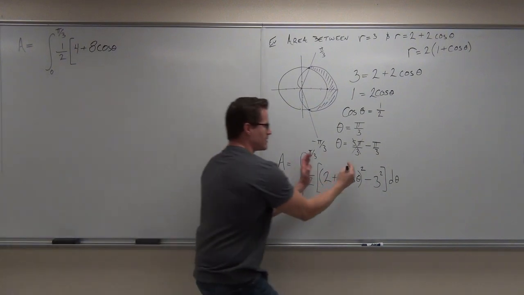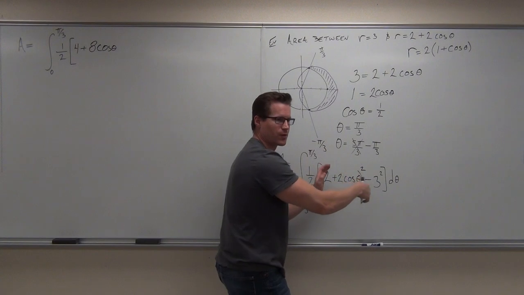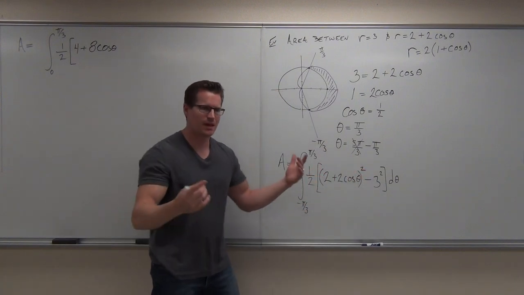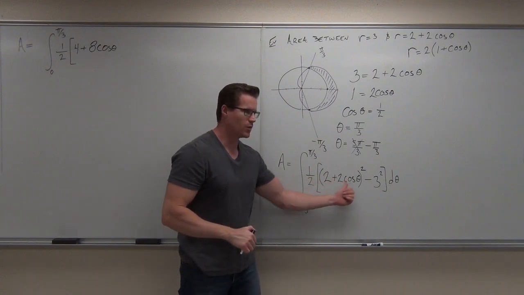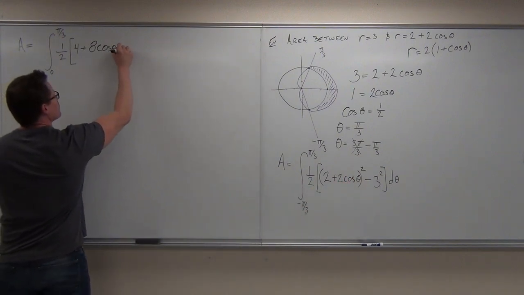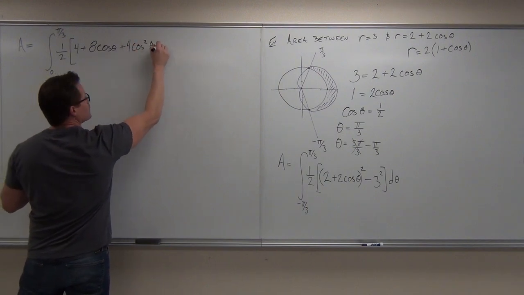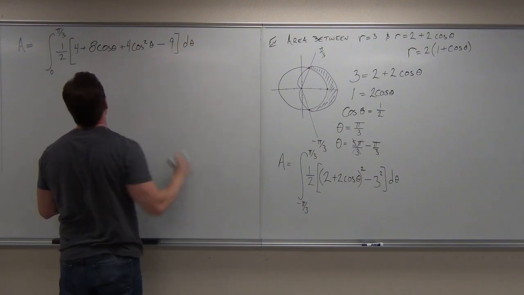If you distribute, it's this times itself. So we get 4, then we got 2 and, okay, we got 4 and 4. That's 8 cosine theta. Then we have our 4 cosine theta. If you don't know how to distribute these quickly, you just square this, multiply this, multiply by 2, and then square that. So you're going to have 4 cosine squared. And then we're going to have minus 9, and then we're going to have a d theta.